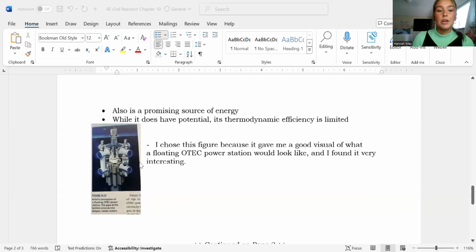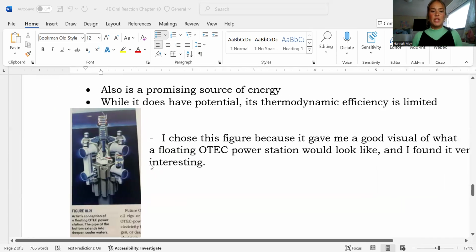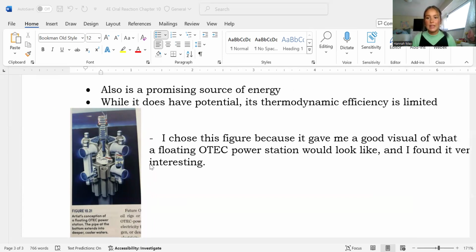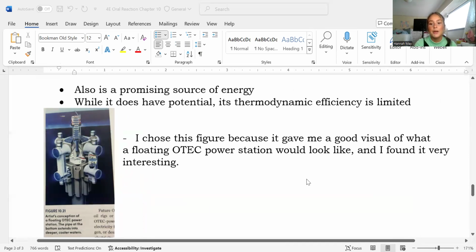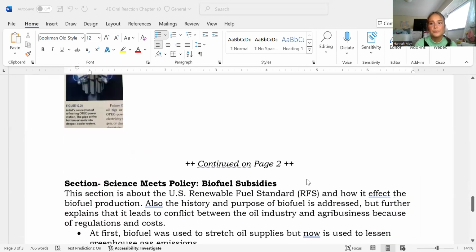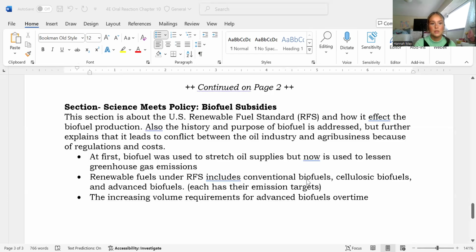Which brings you to this diagram. I chose this figure because I thought it was really cool, and like I said, I like to visualize things and see what it actually is, and this gives a good visual example of what an OTEC would really look like. It shows this at the top where it would get the warmer surface water, and then it has a pipe going all the way down to the deeper waters that are more cool, and that's how the OTEC gets its power. And I just thought it was really cool to be able to show us something like that.